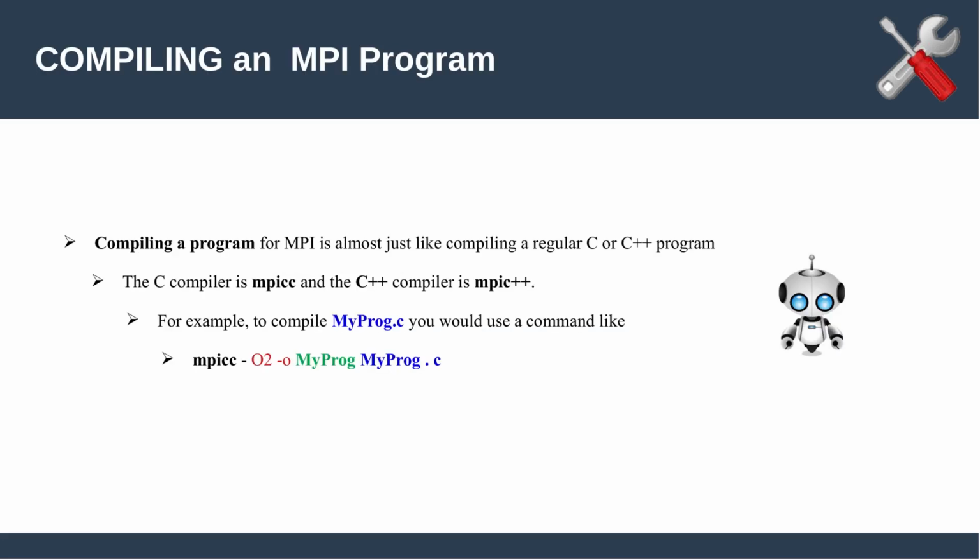Compiling an MPI program is similar to compiling a regular C or C++ program. Use MPIC for C and MPIC++ for C++. For instance, to compile myprog.c, execute MPIC -O2 -o myprog myprog.c. This command optimizes the code and creates an executable named myprog.